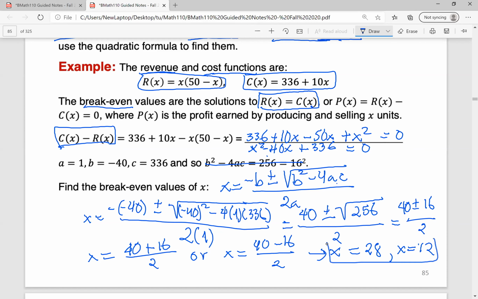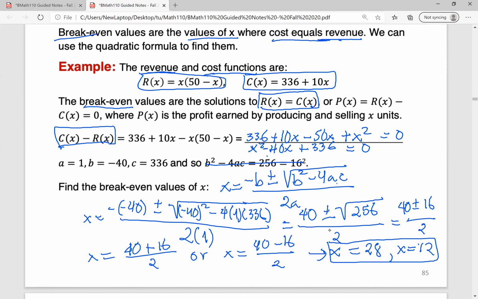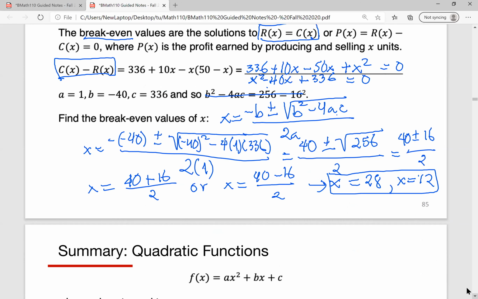So then this will be the answer of the case. That's how to find the break-even value. So in this case, the value of x is going to be equal to 28 or x equal to 12. Those make the break-even values. Okay, so I think this is enough for today.